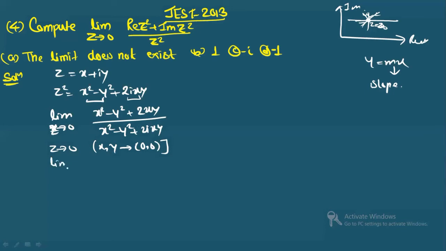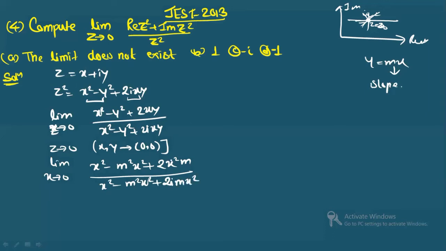So for the first case, if I take limit x tends to 0, the real part of z square is x square minus y square. Here y is equals to mx. So it is x square minus m square x square, plus again 2 x is there, so this is 2i m x square, because y is equals to mx.